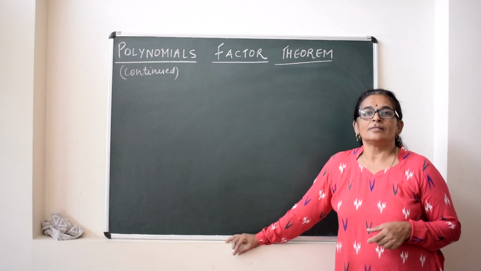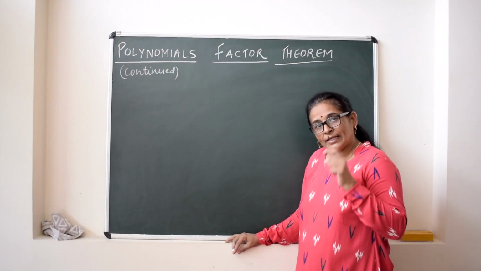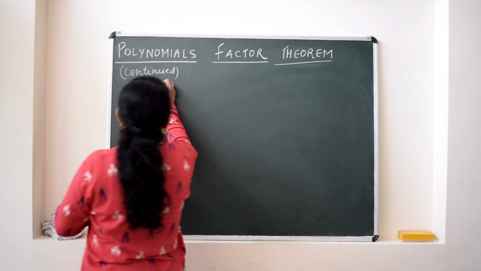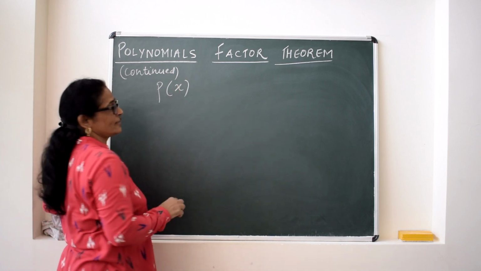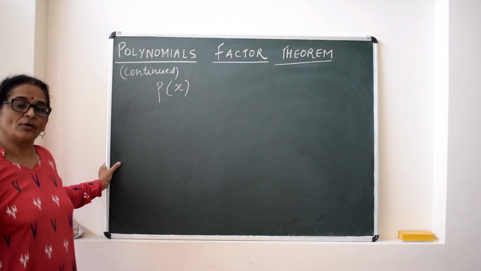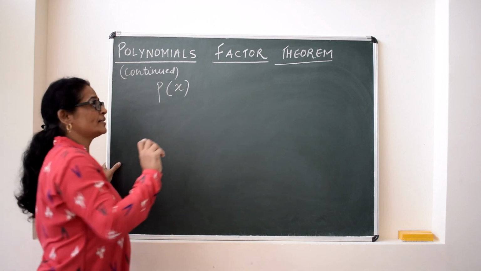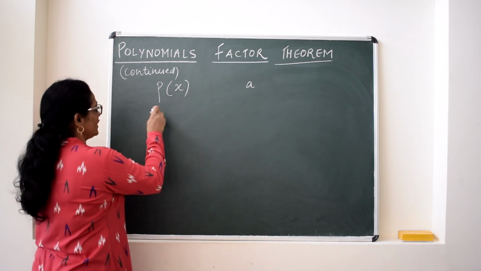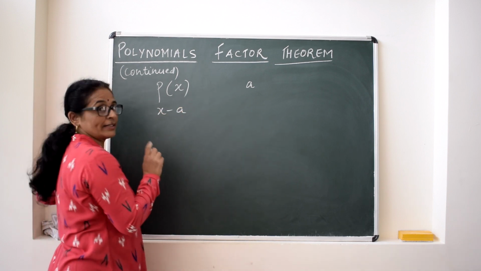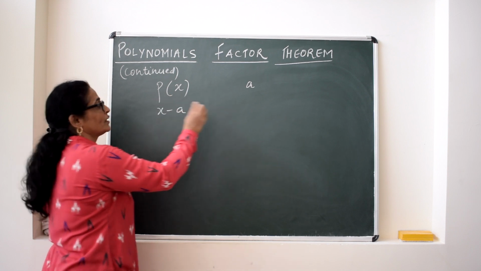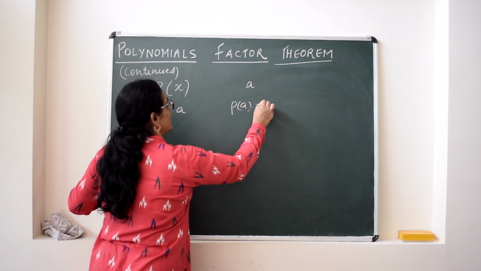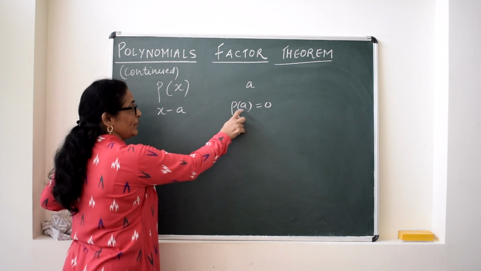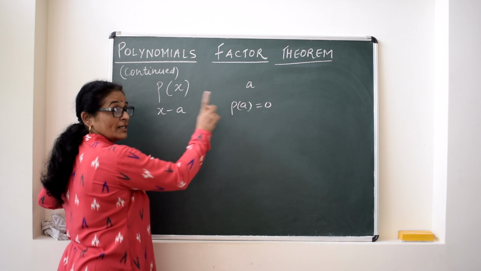In this lecture, we will discuss the factor theorem. We will take a polynomial, which is represented as p of x. For any polynomial p of x whose degree is greater than or equal to 1, there exists a real number a. The factor theorem says if x minus a is a factor of the given polynomial, then p of a will be 0. Now what is this p of a? In place of x we have to substitute a.